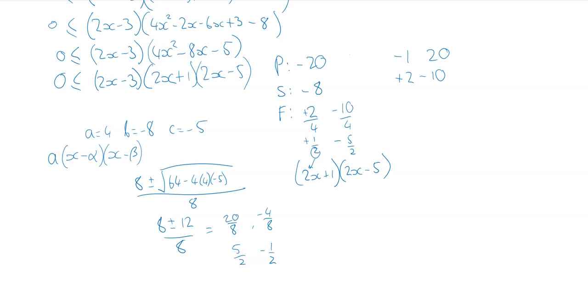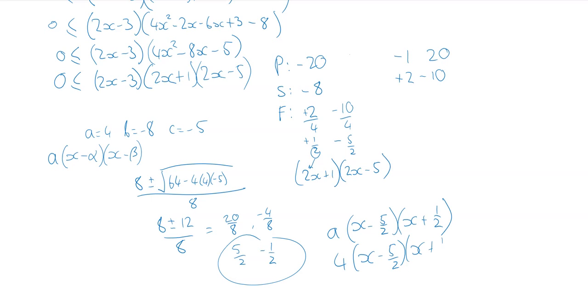So plugging these values, because these are what our x's equal, into alpha and beta here, I'm going to get A outside of X minus 5 on 2, and then X minus negative 1/2, which is the same as X plus 1/2, so plus 1 on 2. And A is 4. Sorry, A, not alpha, my mistake. So 4 outside of X minus 5 on 2, X plus 1 on 2.